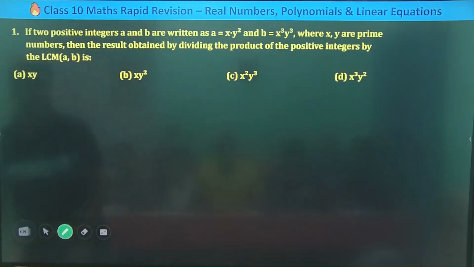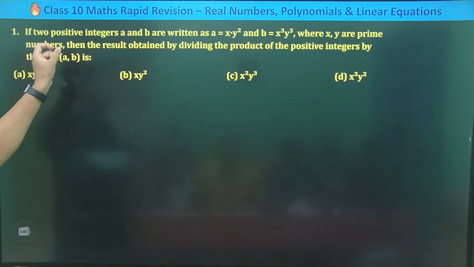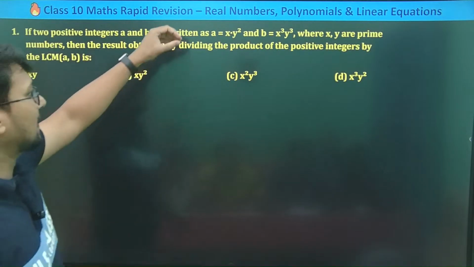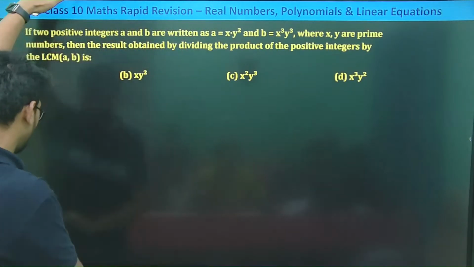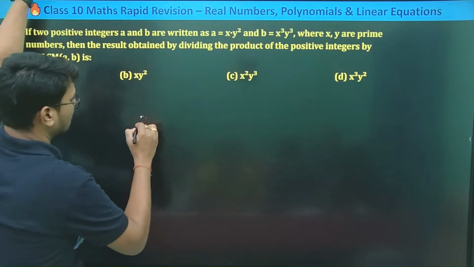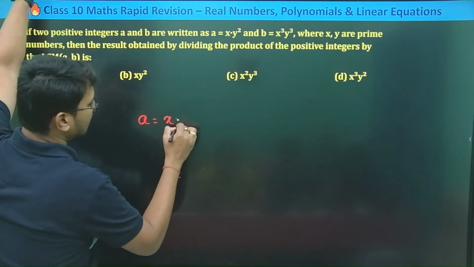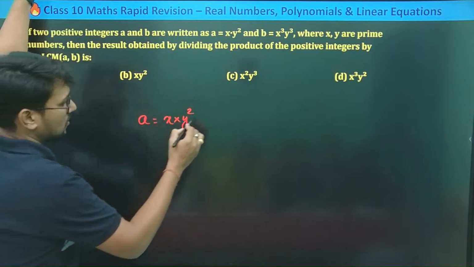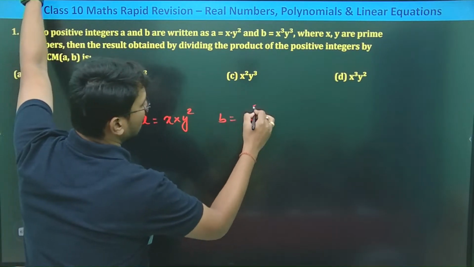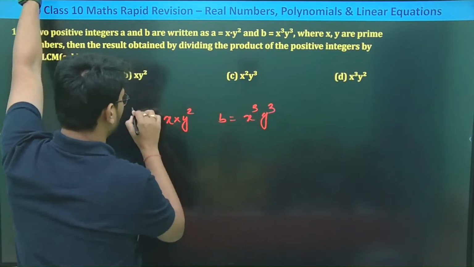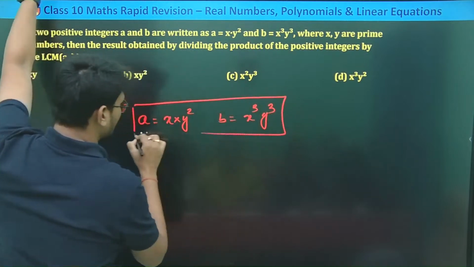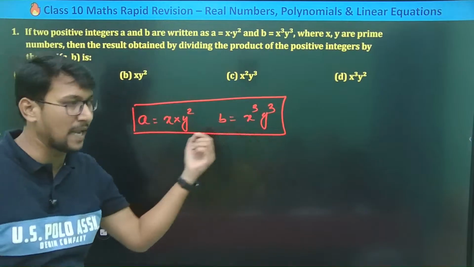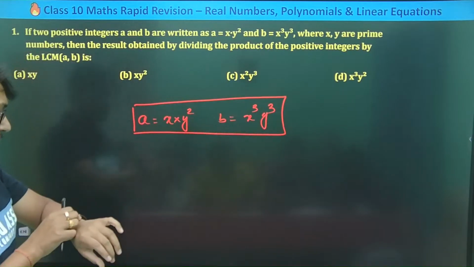Check करो. If two positive integers A and B are written as A equals X into Y square, B equals X cube into Y cube, where X and Y are prime numbers, then the result obtained by dividing the product of the positive integers by the LCM of A and B is what?